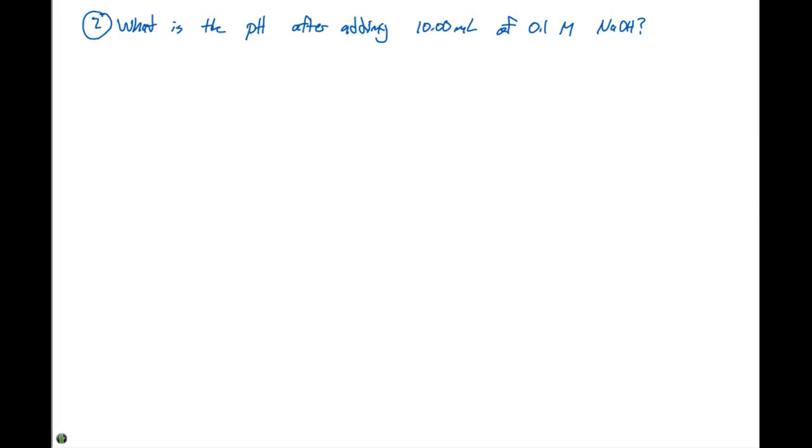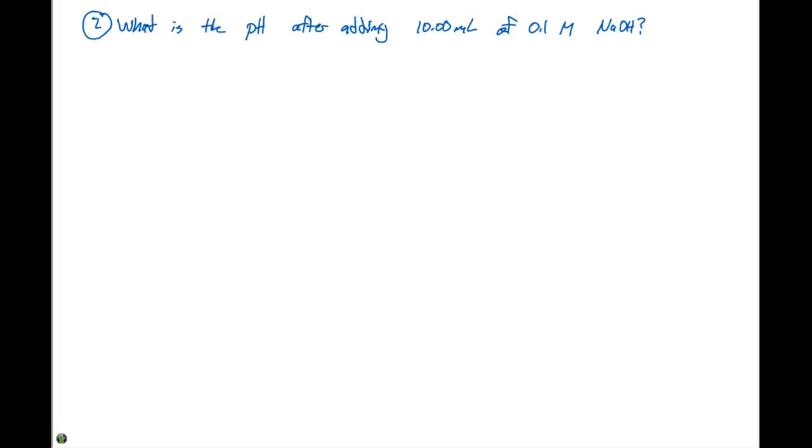Now for the second point we're going to look at, we're going to ask for the pH after adding 10.00 milliliters of 0.1 molar sodium hydroxide. Now remember, we have, in this case, a weak acid and a strong base. This is one of the candidates for a buffer solution.